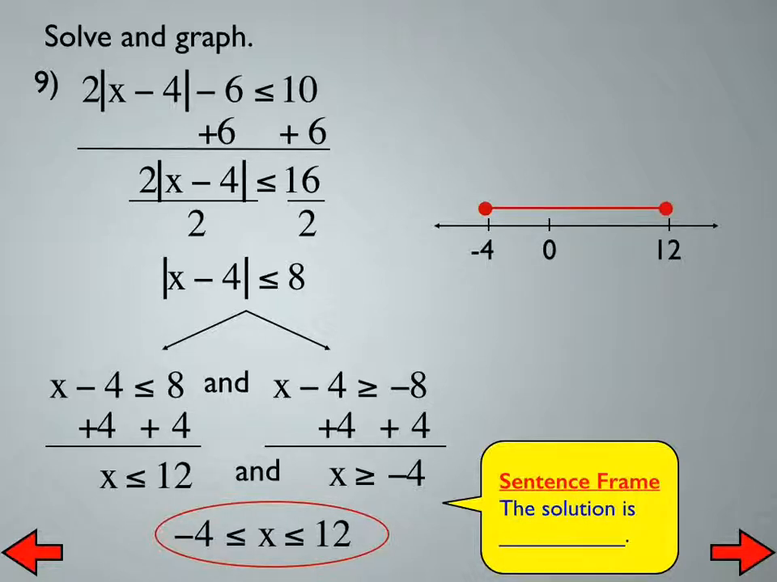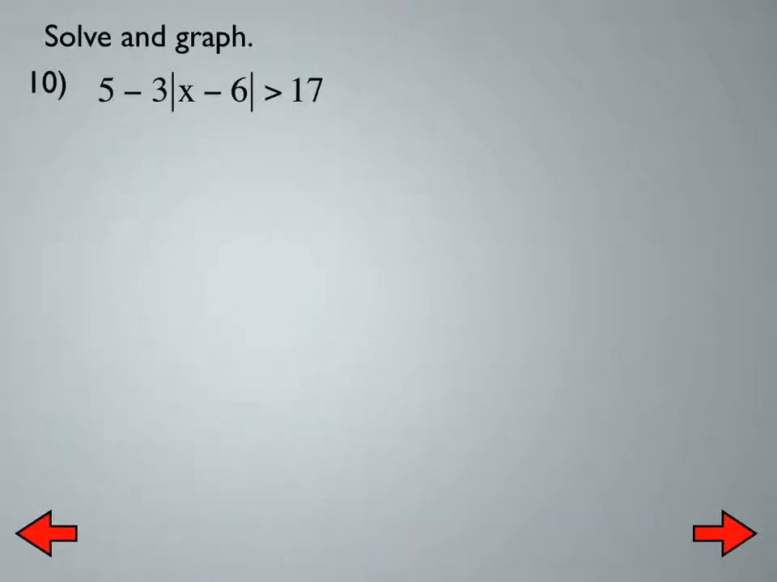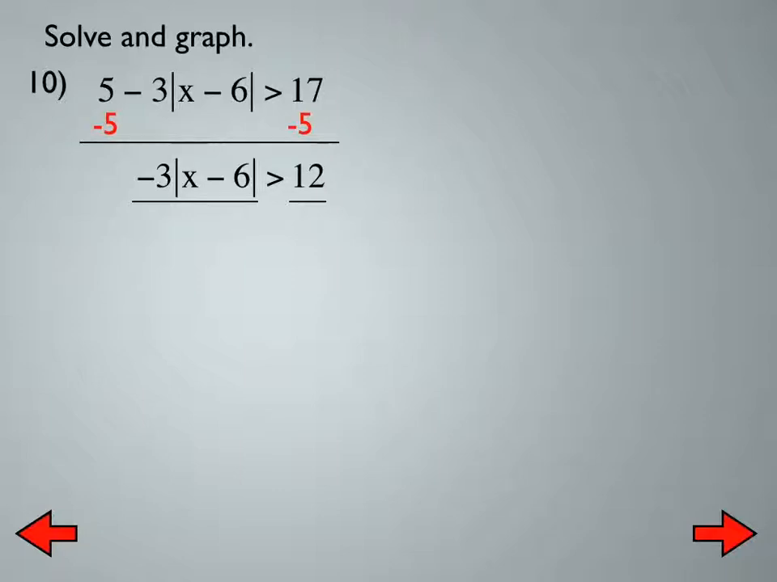All right, last problem for today. Number 10. Solve and graph, please. On this one, subtract 5 from both sides. Let me do that. Okay? And divide by negative 3. What do I have to remember to do when I divide by negative 3 in this one? Yeah, and so what was an or statement is now going to be an and statement. Okay? Any questions so far?